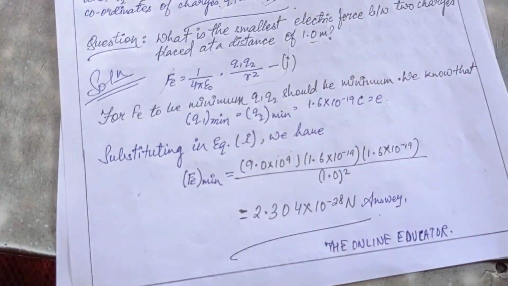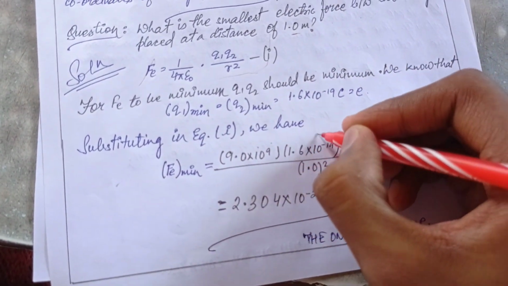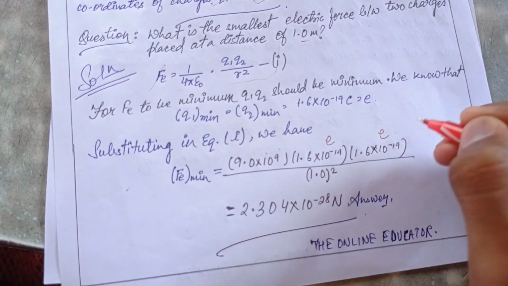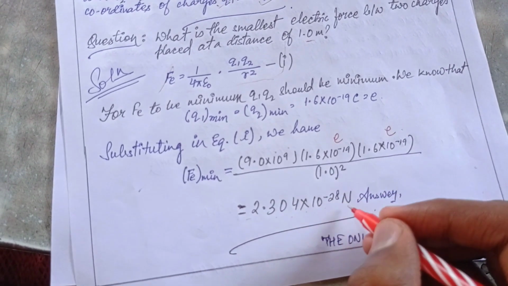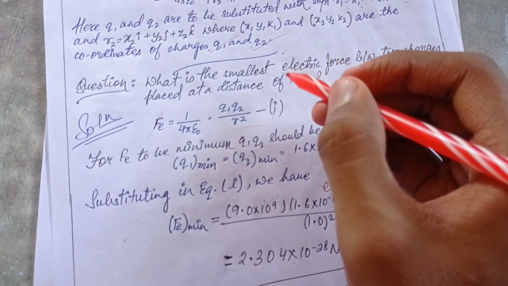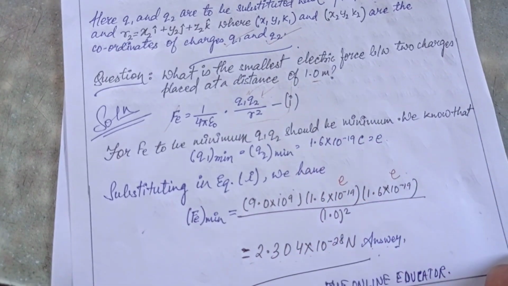So we'll be putting the values. This is the charge e, right? So we get the answer 2.304 into 10 to the power minus 28 Newton. It was really a simple question. We just need to put the values in the formula and we'll get the answer.